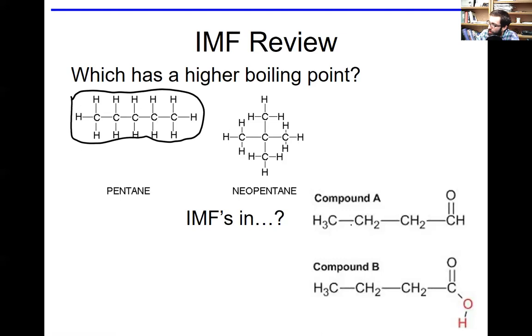Name the intermolecular forces, the IMFs, in compound A and compound B. Well, all of them have London dispersion. All molecules do. So, London dispersion for both.